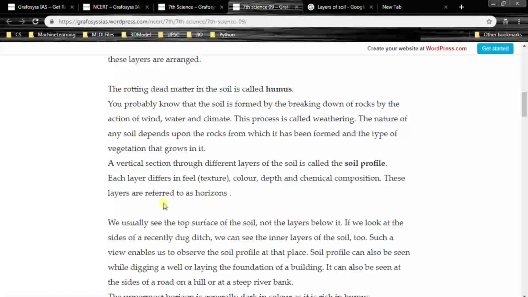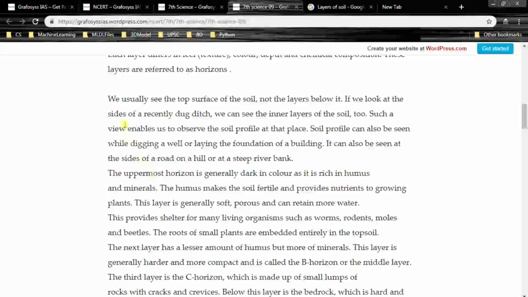Each layer differs in feel, color, depth, and chemical composition. These layers are referred to as horizons. We usually see the top surface of the soil, not the layers below it. If we look at the sides of a recently dug ditch, we can see the inner layers of the soil too. Such a view enables us to observe the soil profile at that place. Soil profile can also be seen while digging a well or laying the foundation of a building. It can also be seen at the sides of a road, on a hill, or at a steep river bank.